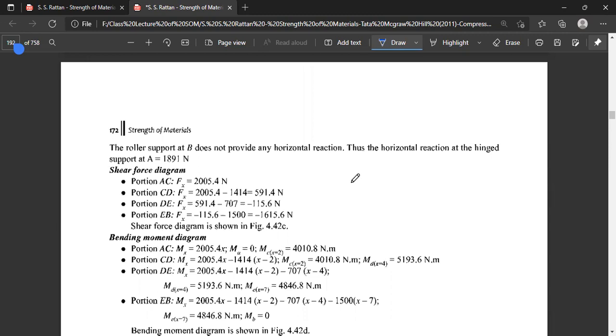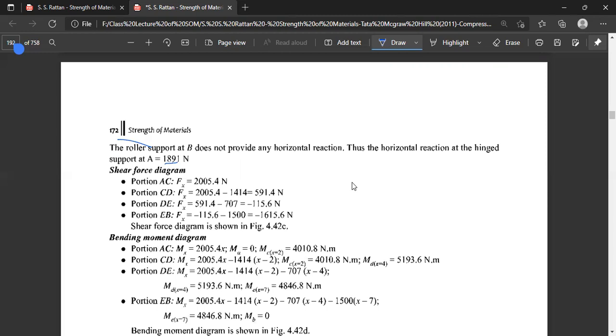Thus, the roller support does not provide any horizontal reaction. So the only horizontal reaction is at the hinge support, and the hinge support reaction will be exactly equal and opposite to 1891 Newton.